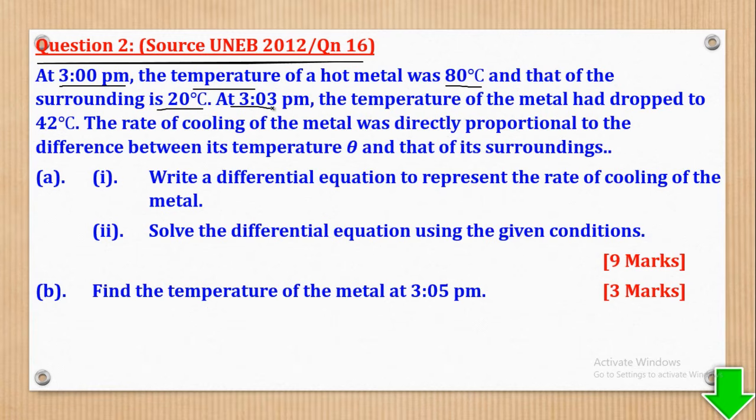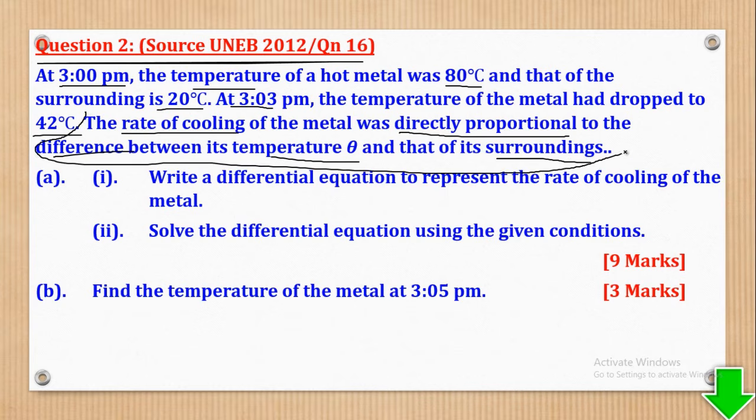At 3:03 p.m., the temperature of the metal had dropped to 42 degrees Celsius. The rate of cooling of the metal was directly proportional to the difference between the temperature theta and its surrounding. So this statement is what will give us the differential equation to start with.